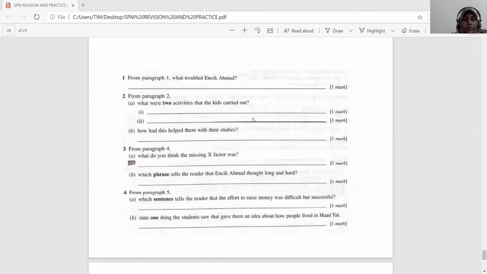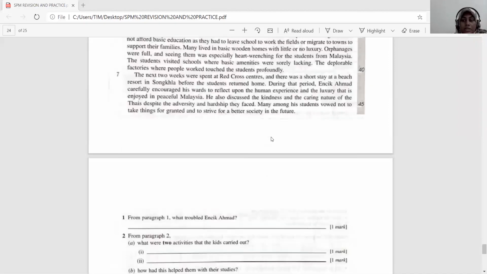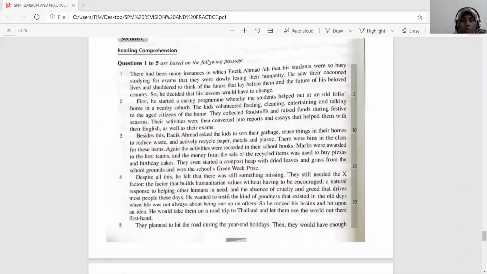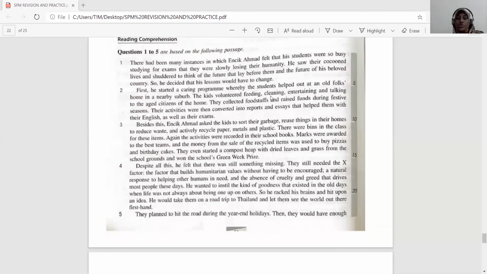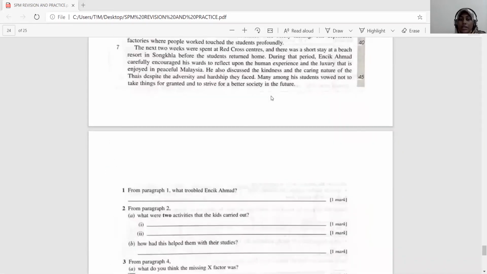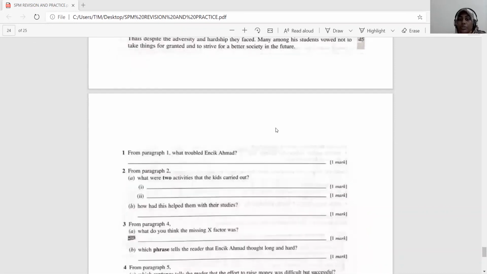Okay, from paragraph 1, what troubled Encik Ahmad? Let's look at paragraph 1. What has made Encik Ahmad feel troubled? He felt that his students were so busy studying for exams that they were slowly losing their humanity. Yes, they lost their humanity. All right. So that caused trouble in Encik Ahmad's mind. Okay. So probably Encik Ahmad is a very kind and very thoughtful teacher.